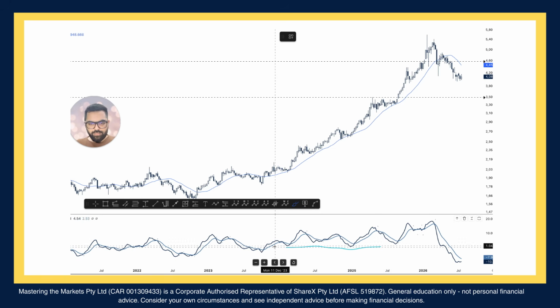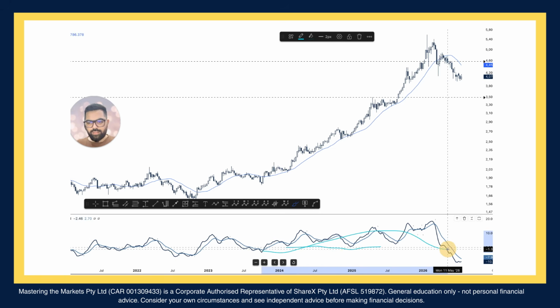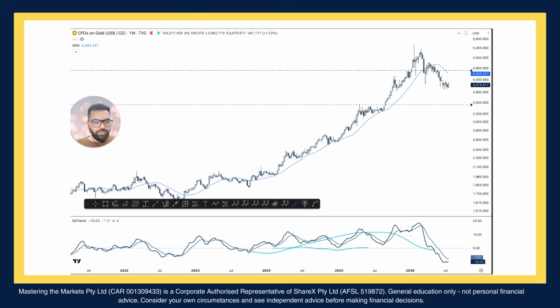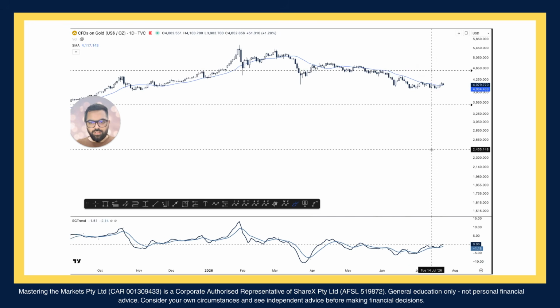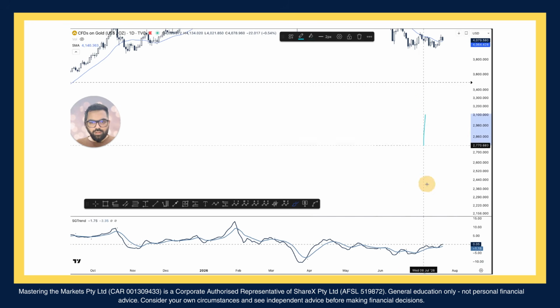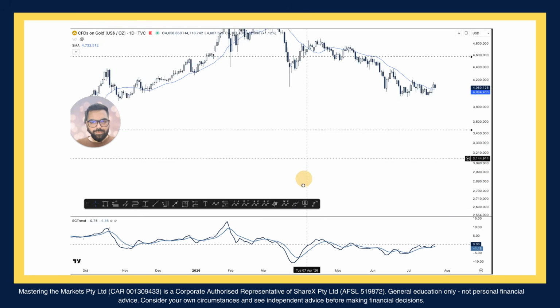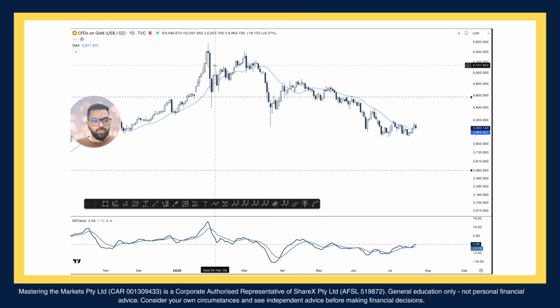If I had to make a sine wave here, this entire move is one cycle. Okay. Which finally ended here with the break of the 20-week average. Right. So let's go to the daily chart now. Once the average got broken, we know that a long 2-year cycle has ended.